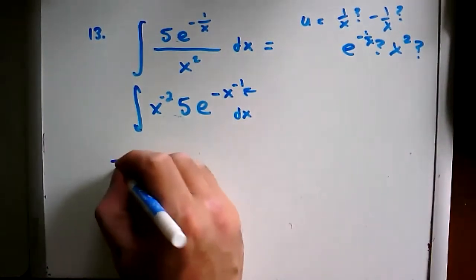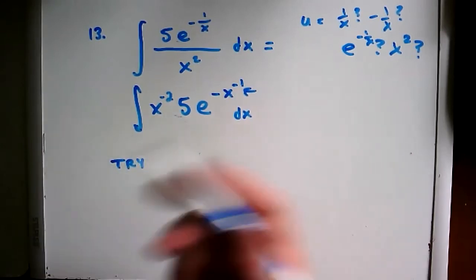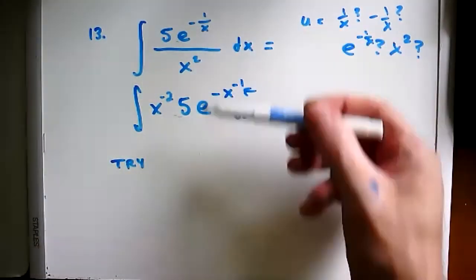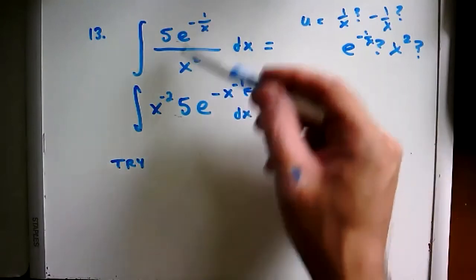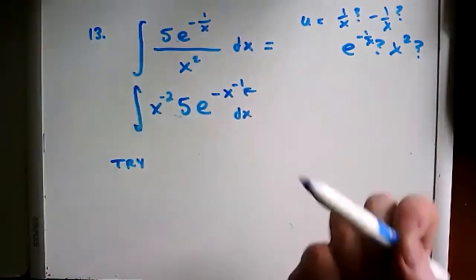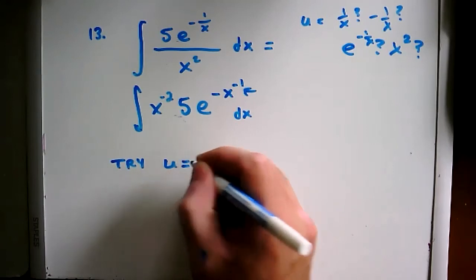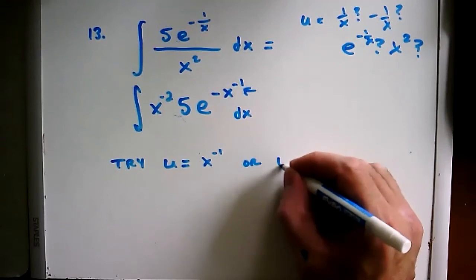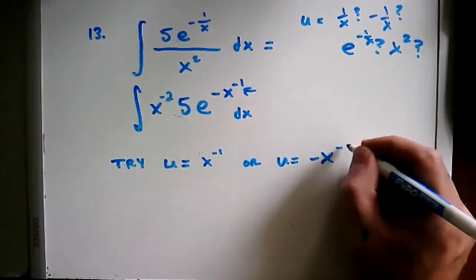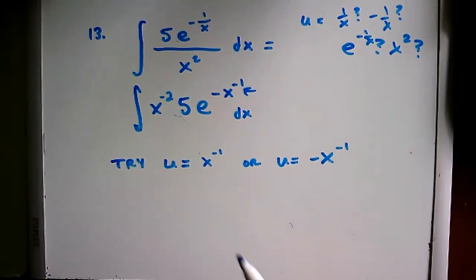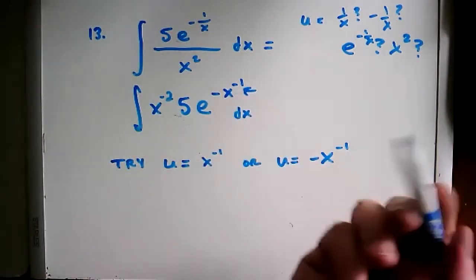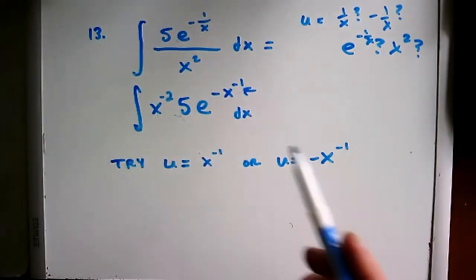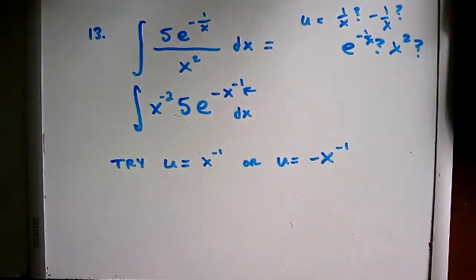So my advice for this problem is going to be to try 2 things. First, try rewriting as negative exponents instead of having fractions with positive exponents. And then try either u equals x to the negative 1st power, or maybe u equals negative x to the negative 1st power. And I think one of those 2 should work here. Hopefully that makes sense, and at least that makes sense why I would choose those for my first experiment, is that I've identified powers of x with one being one higher than the other.